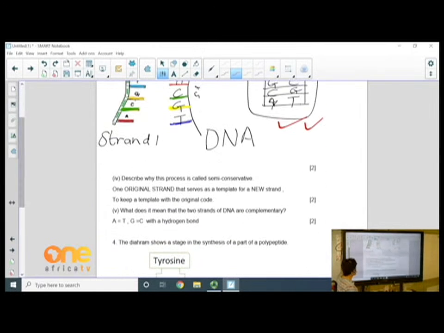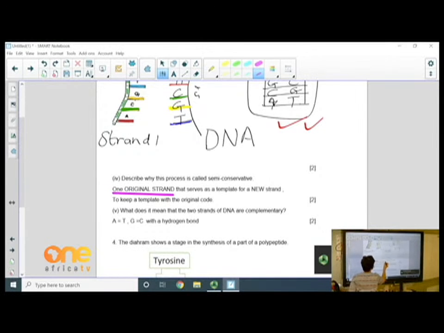Describe why this process is called semi-conservative. The answer there will be that one original strand serves as a template for the new strand, and that will be my second mark, the new strand keeps the original, using it as a template for the original code. What does it mean that the two strands are complementary? A will link to T, G will link to C with a hydrogen bond.